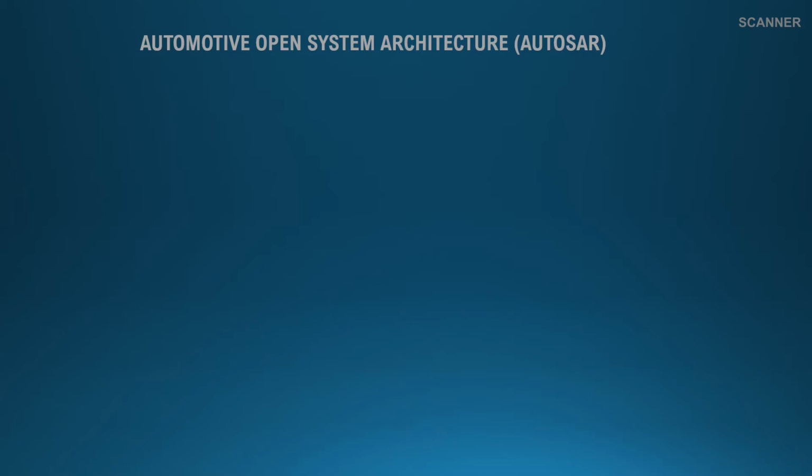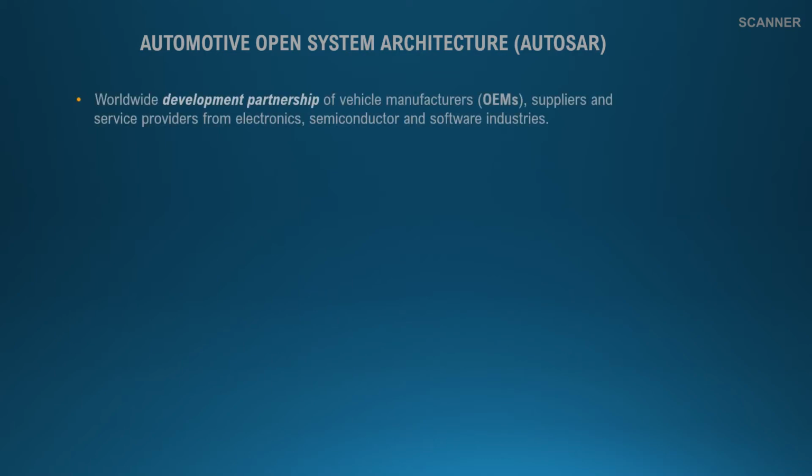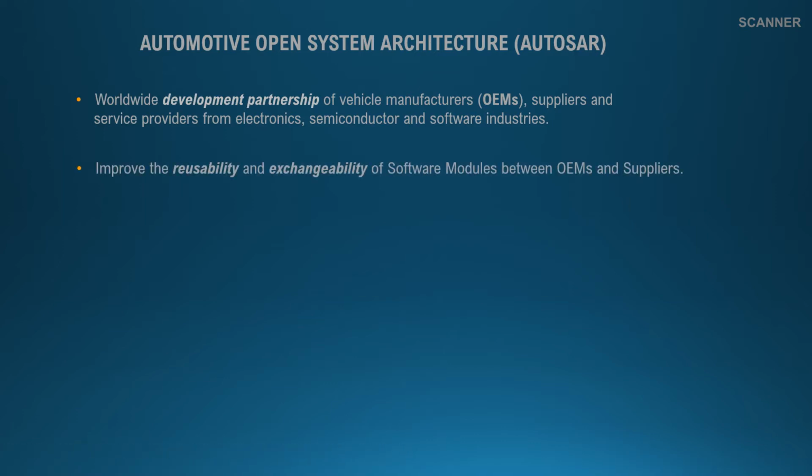Let us start the journey through the AUTOSAR world. Automotive Open System Architecture, or AUTOSAR, is a worldwide development partnership of vehicle manufacturers, suppliers and service providers from the semiconductor and software industries. The collaboration between various partners enables the reuse and exchangeability of software modules between original equipment manufacturers and suppliers. Its main aim is to standardize the software architecture of electronic control units, or ECUs, and thereby improve the quality and efficiency of the electrical and electronic architecture in the entire vehicle system.